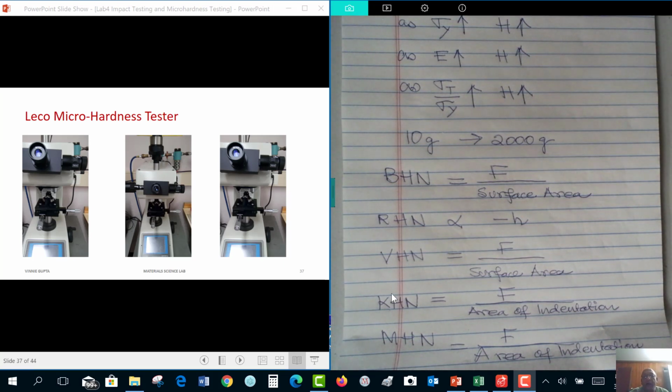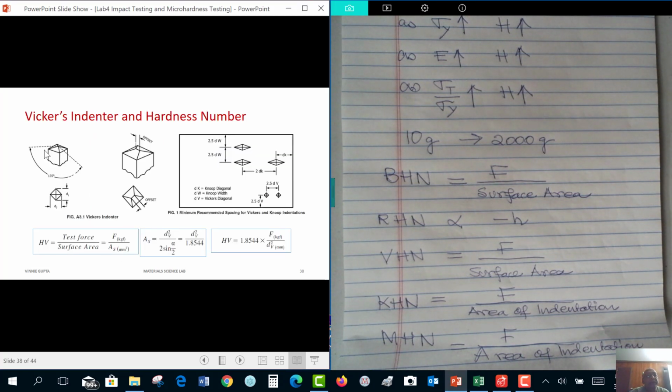Okay, so let's look at how this Vickers hardness number is calculated. We have this square pyramid indenter. The angle the two faces make is 135 degrees. This is the angle we'll call alpha. And this is what the indentation looks like under the microscope. We make two diagonal measurements, D1 and D2, and then average them.